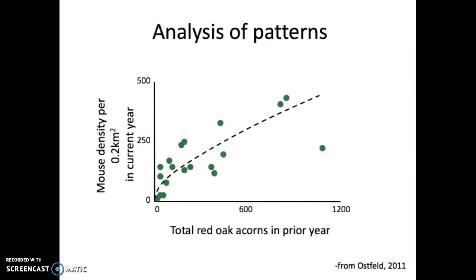Ostfeld also employed the analysis of patterns. For instance, he statistically assessed a pattern between acorns and mice and found that when red oak acorns were abundant in one year, mouse density increased the following year.